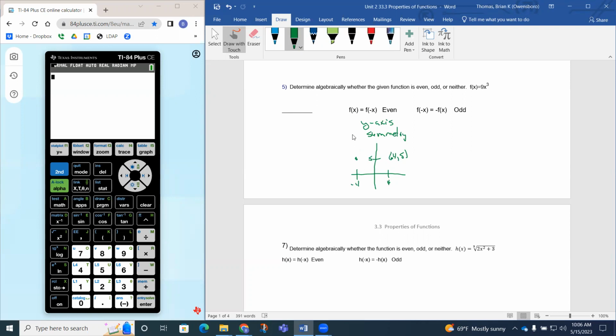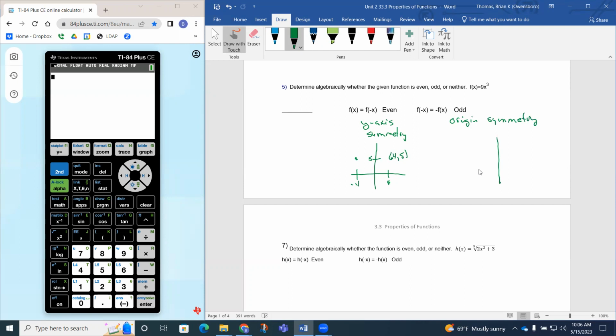A lot of times, parabolas will have this symmetry. These quadratics will have this symmetry. Now, an odd function, again, has what we call origin symmetry. So this has point symmetry. The origin is a point.